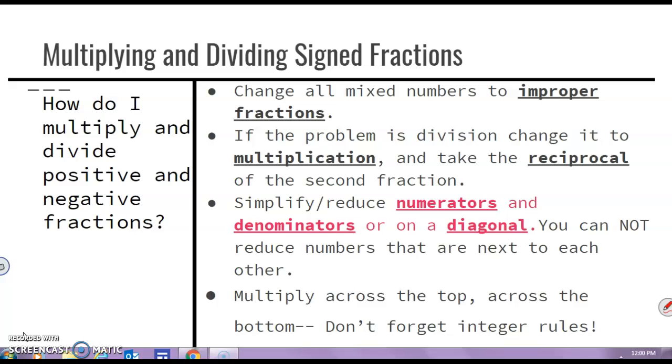You can simplify or reduce numerators and denominators, or you can reduce on a diagonal. You cannot reduce numbers that are next to each other. Multiply across the top, or multiply the numerators, multiply across the bottom, or multiply the denominators. Don't forget your integer rules. Signs are the same, your answer is positive. Signs are different, your answer is negative.